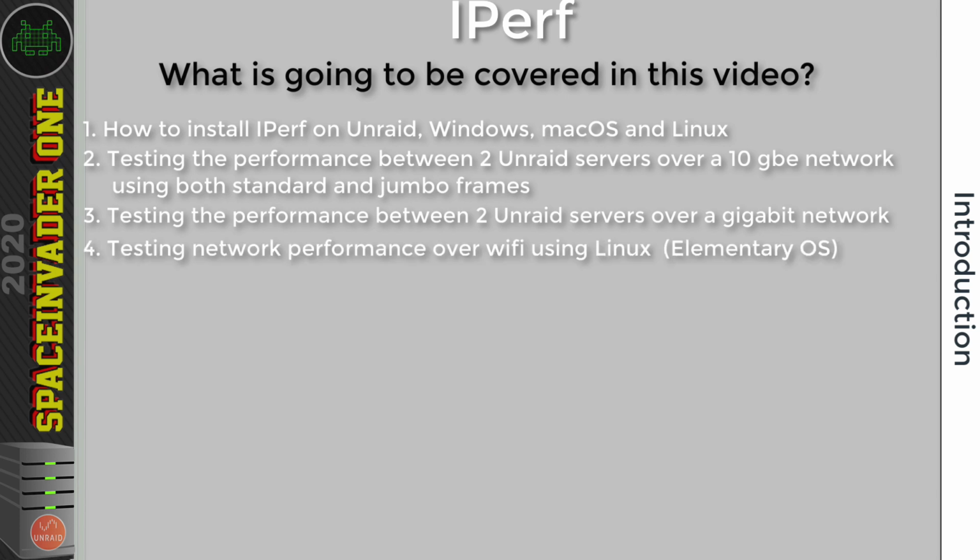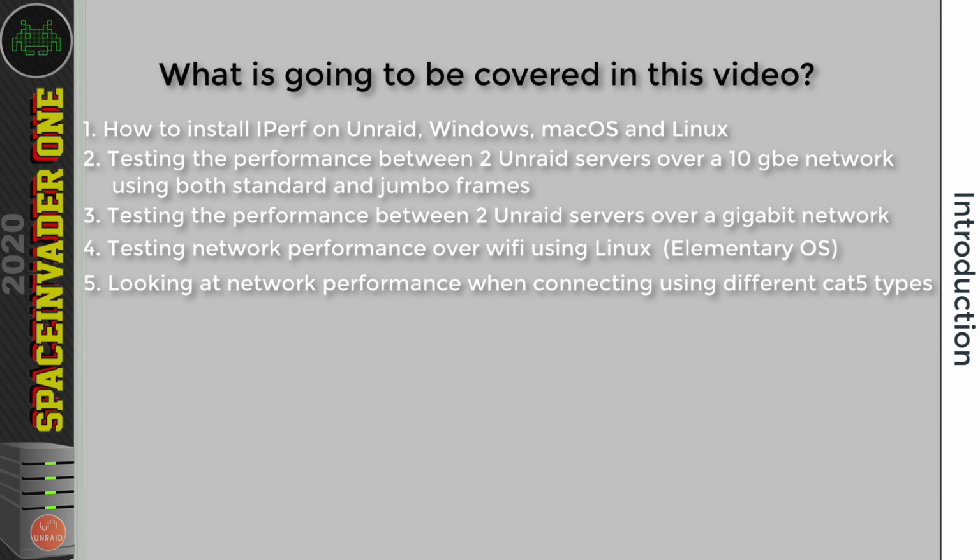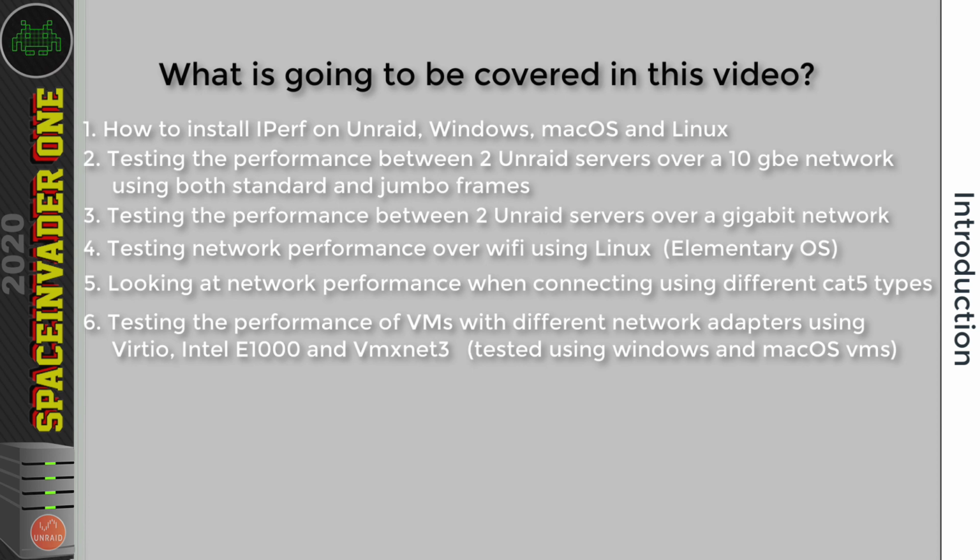Next we'll look at network performance over Wi-Fi using a laptop running Linux. Then we'll take a look at some IPerf results that were obtained using different types of Cat5 network cable. Then we're going to look at the network performance between VMs and the host they're running on. We'll run some tests using the various types of virtual network adapters used in VMs.